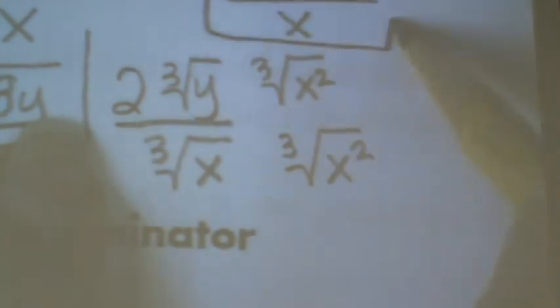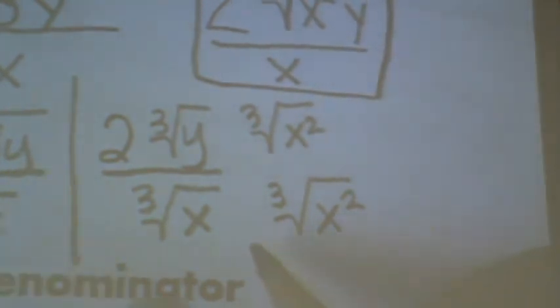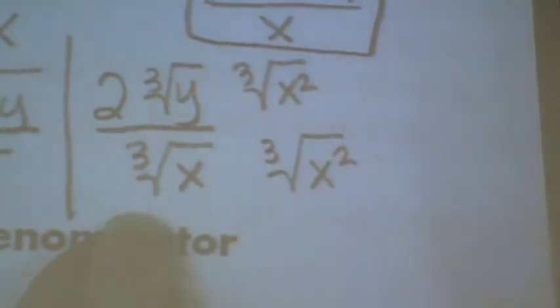Where'd you get the x from at the bottom? x times x squared. You need to complete the cube: you've got 1 x, and your index is 3, so you need 2 more x's. Okay, one more, I think. We're only going to be able to do one more.